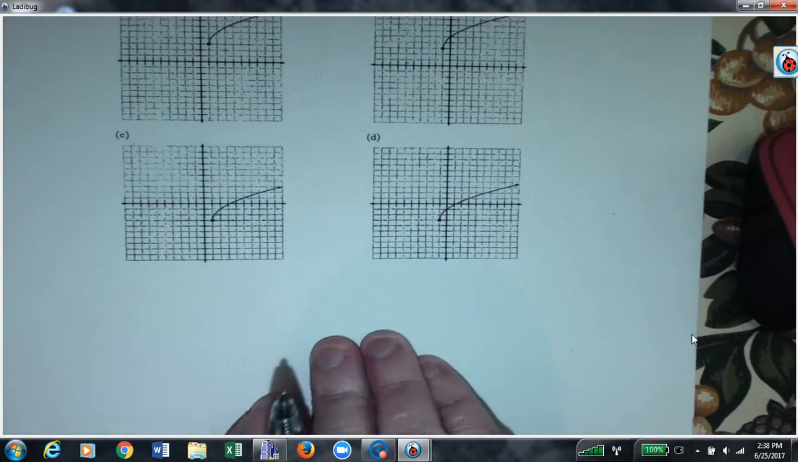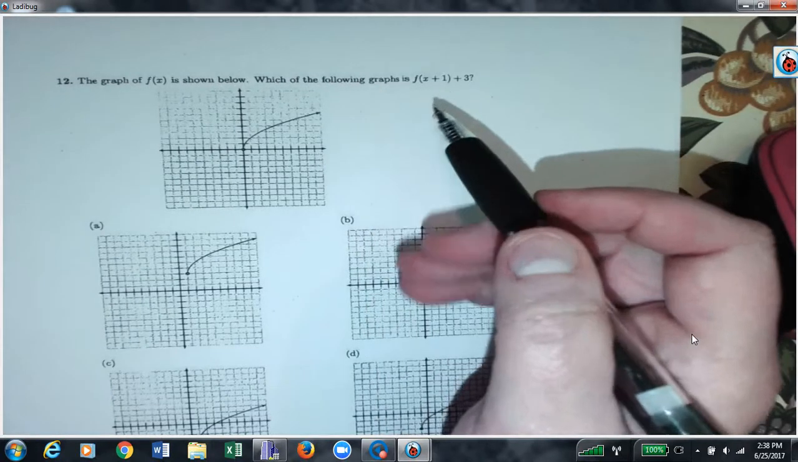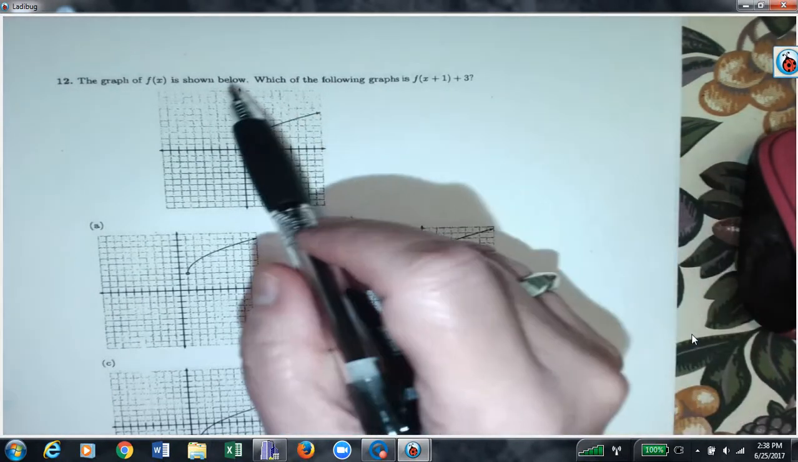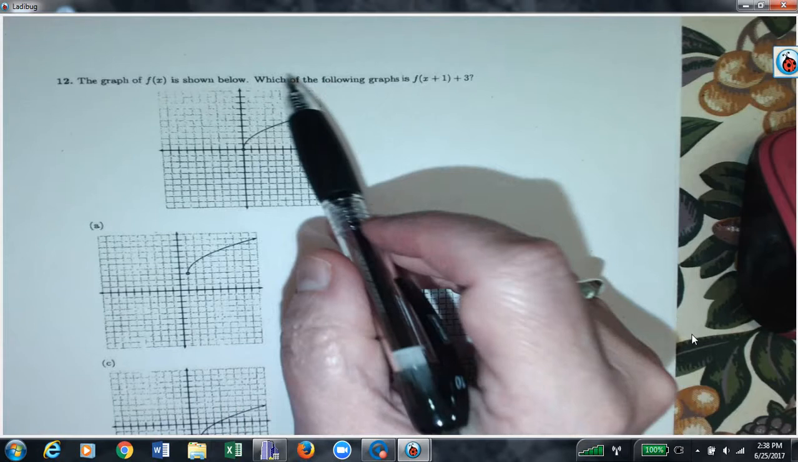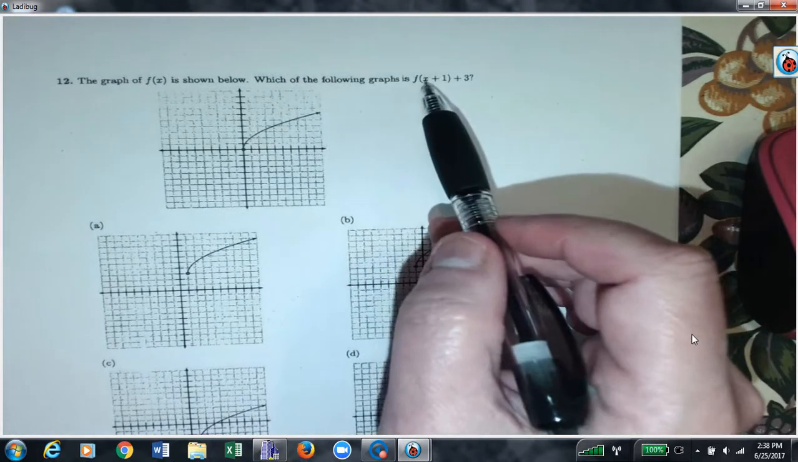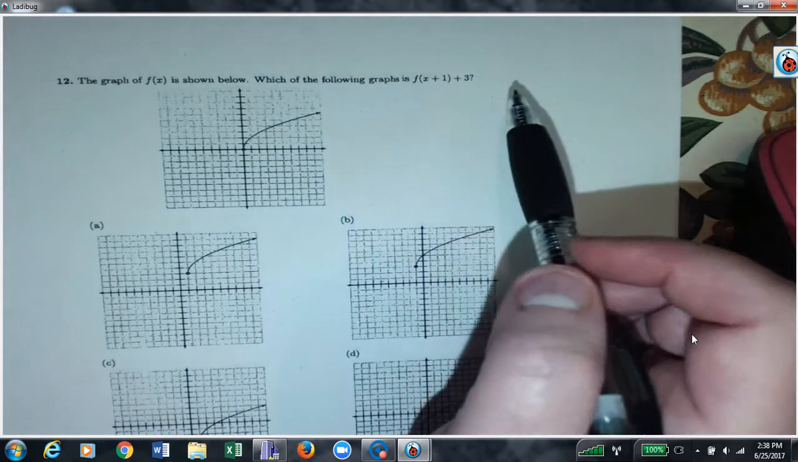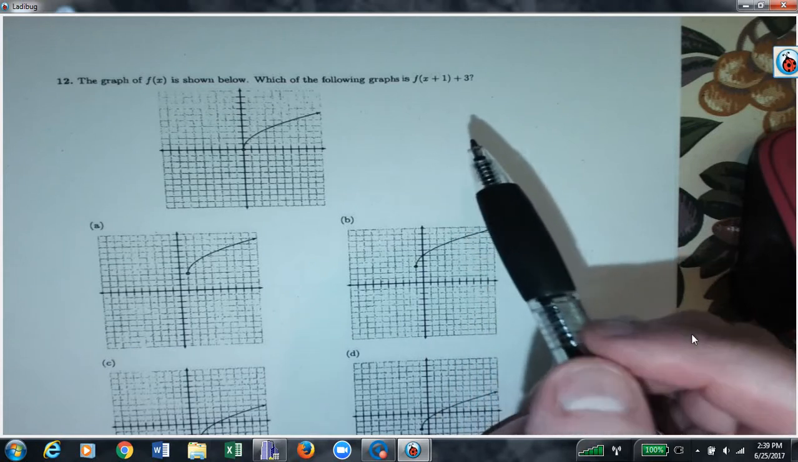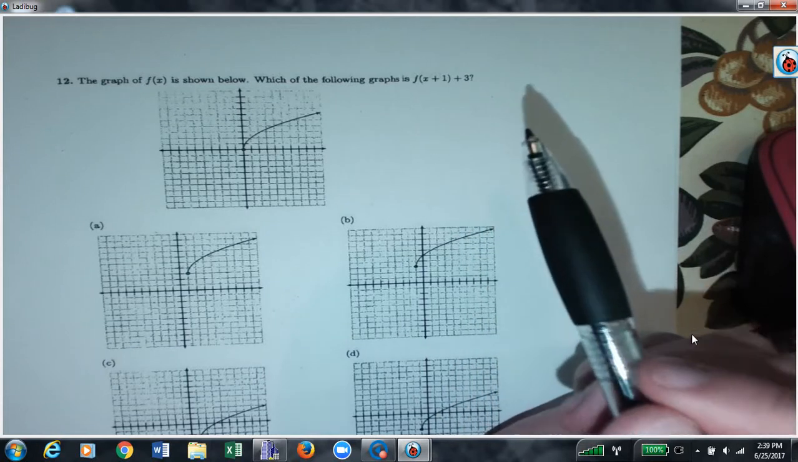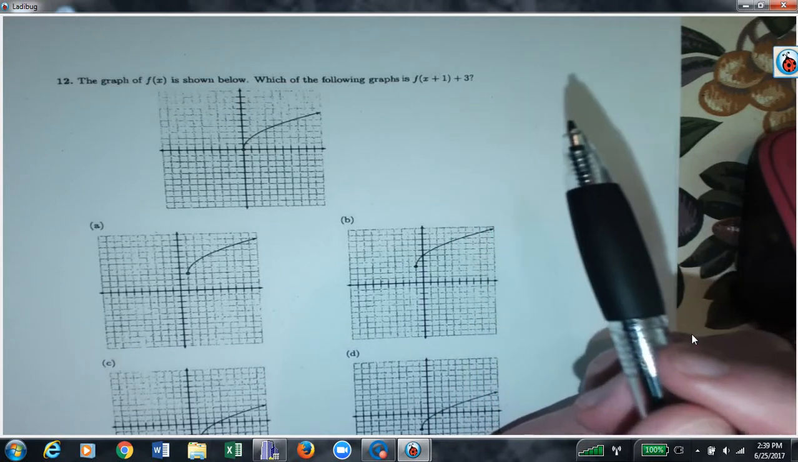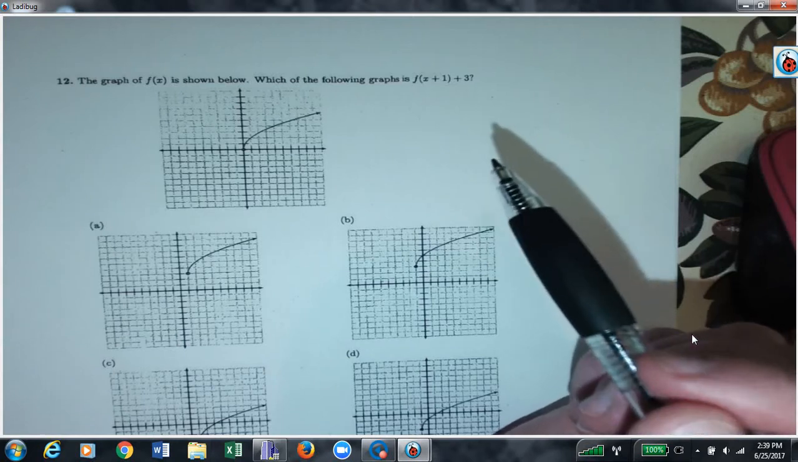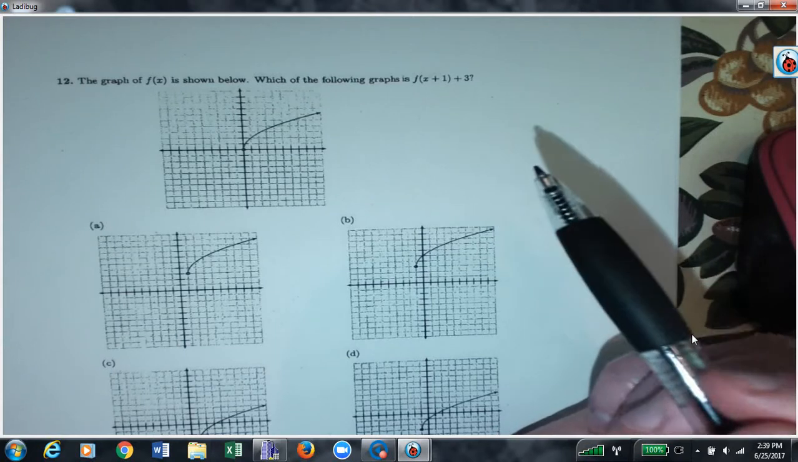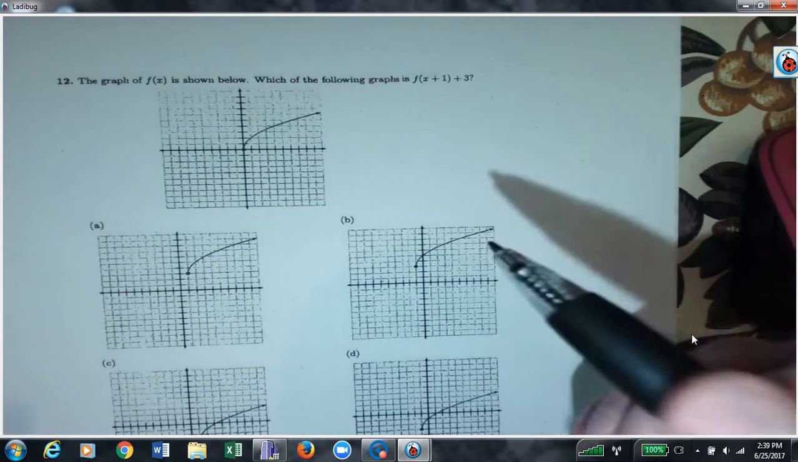All right, let's keep going. Okay, this is a transformation problem. So here's the graph of f. Which of the following graphs is f of x plus 1 plus 3? This was the lecture where we made the cheat sheet chart, and said you absolutely had to memorize it, that there would not be a formula. You could just put it in your calculator and see what the graph is.